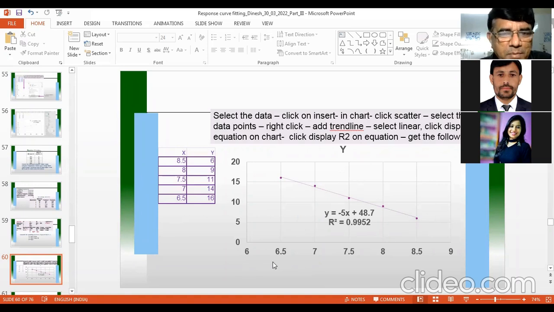And you can give the name of the figure. You can write: relationship between soil pH and Olsen phosphorus. So this will be the title of the figure.